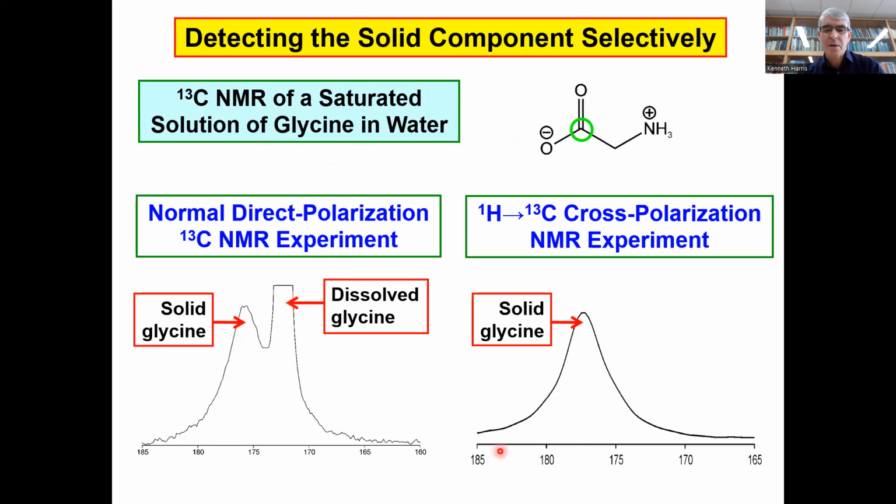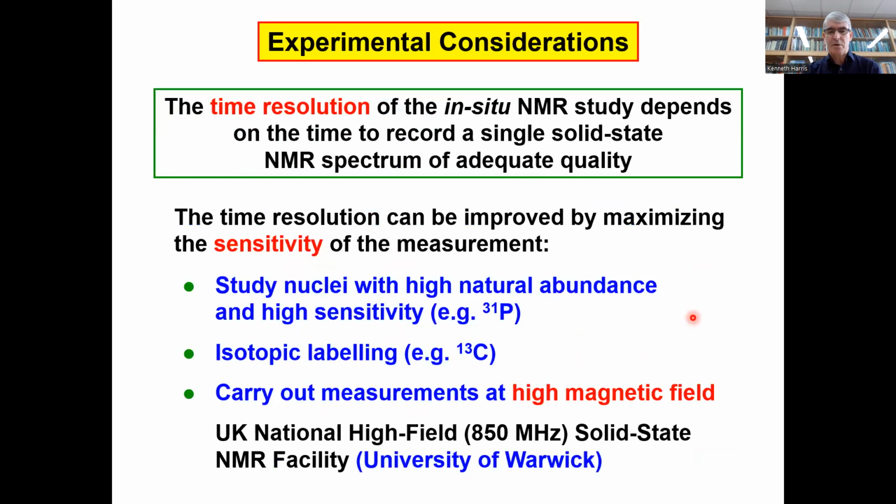So for the same sample here, we can see only the signal from the solid, and we've completely eliminated any signal from the dissolved glycine in solution. So this gives us selectivity in measuring only the spectrum from the solid component present in our crystallization system.